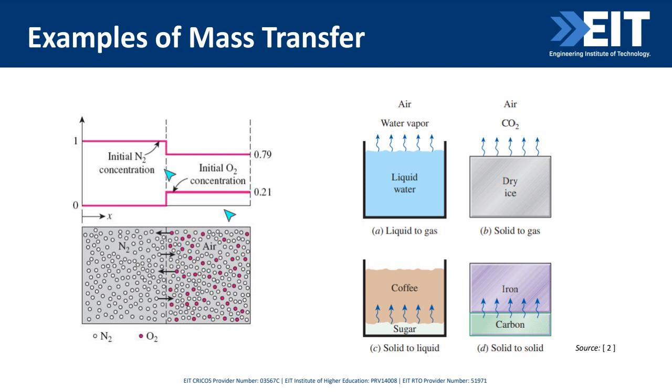Like some examples, we can have a mix of nitrogen and oxygen. We can have transfer from nitrogen molecules to oxygen and vice versa. So many applications are possible, like liquid to gas, like evaporation, then solid to gas, solid to liquid, and one of the important engineering applications is solid to solid diffusion, which is known as case hardening.